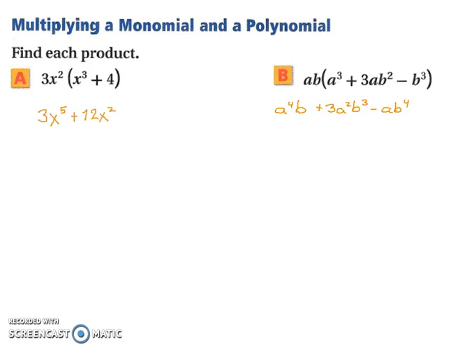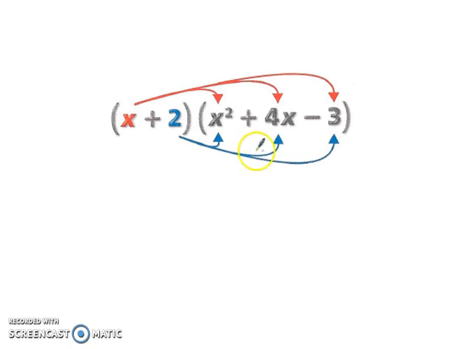Well, that's a monomial and a polynomial. Well, what if we have a binomial and a trinomial, or two trinomials? When you're doing this, simply take each term from your binomial or trinomial on the left and multiply it to each term of a binomial or trinomial on the right. So we're going to distribute our x to our x squared, our 4x, and our minus 3. Then we're going to distribute our 2 to our x squared, our 4x, and our negative 3.